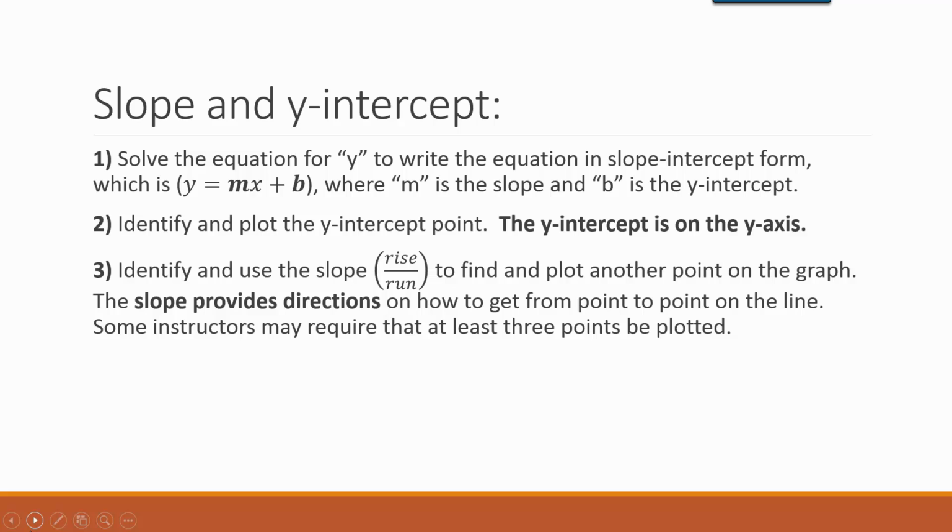So the slope gives us directions on how to get from one point on the line to another point on the line. Now please note some instructors may require that you have at least 3 points plotted. Fourth step, draw a line through the points. Okay, so let's take a look at a few examples.